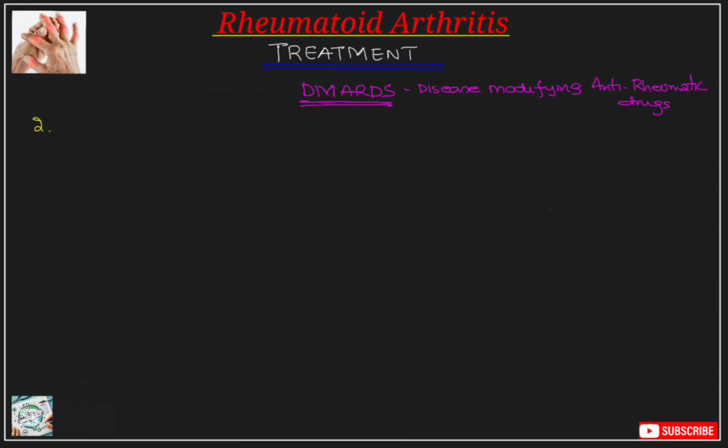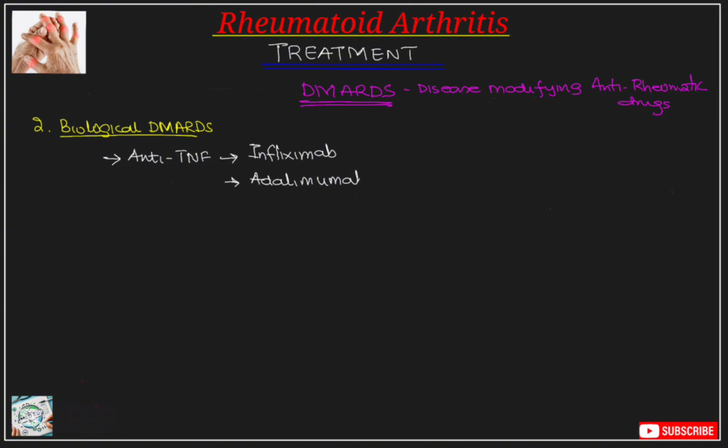Now, what about the biological DMARDs? These target specific immune pathways and are used when the conventional DMARDs fail. The classes of biological DMARDs are TNF, tumor necrosis factor inhibitors, including infliximab, adalimumab, and etanercept. There are also interleukin-6 inhibitors like tocilizumab and the CD20 B-cell inhibitor rituximab. The important consideration with biological DMARDs is the increased risk of infections, especially atypical infections. It is also mandatory to screen for latent TB before starting therapy.